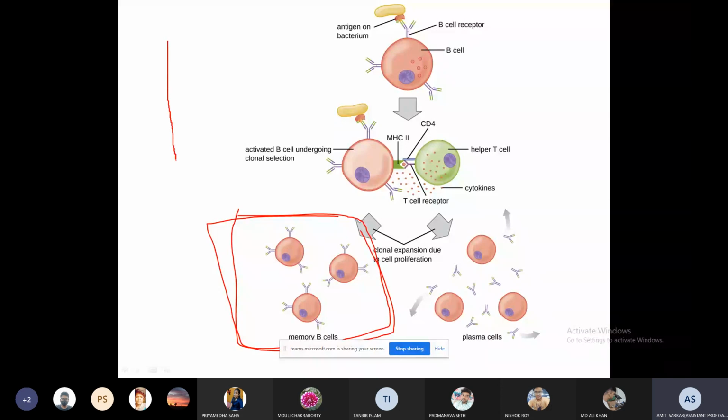So there is a graph, maybe I mentioned it, I do not know. If you think that on the x-axis we have the amount of antibody produced, and this is our time.